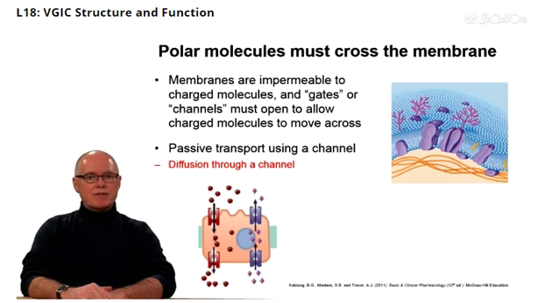Ion channels differ from carrier proteins in a number of important ways. For example, they allow a much faster rate of transport, and they don't exhibit saturable kinetics. Ions are charged, and therefore are polar and unable to diffuse across the plasma membrane of cells, so they must rely on a carrier protein or a channel.